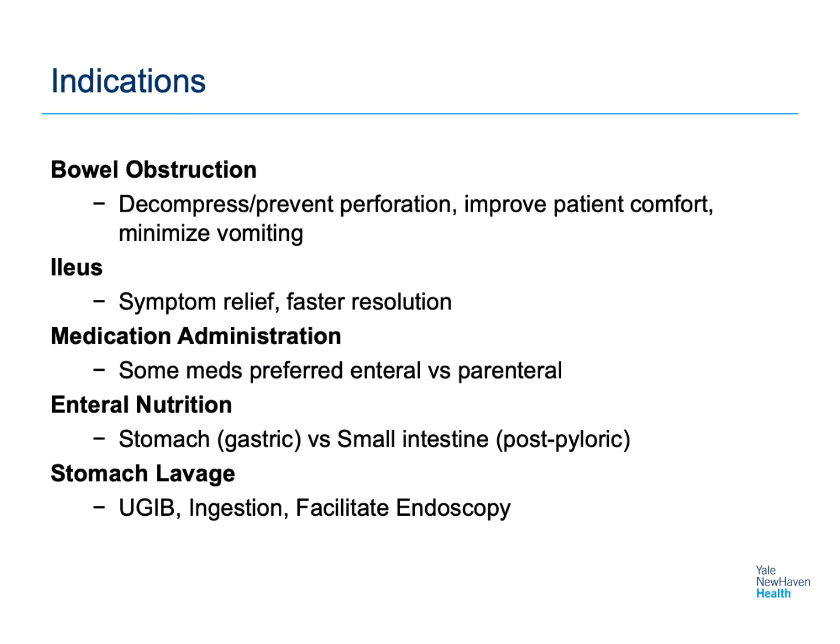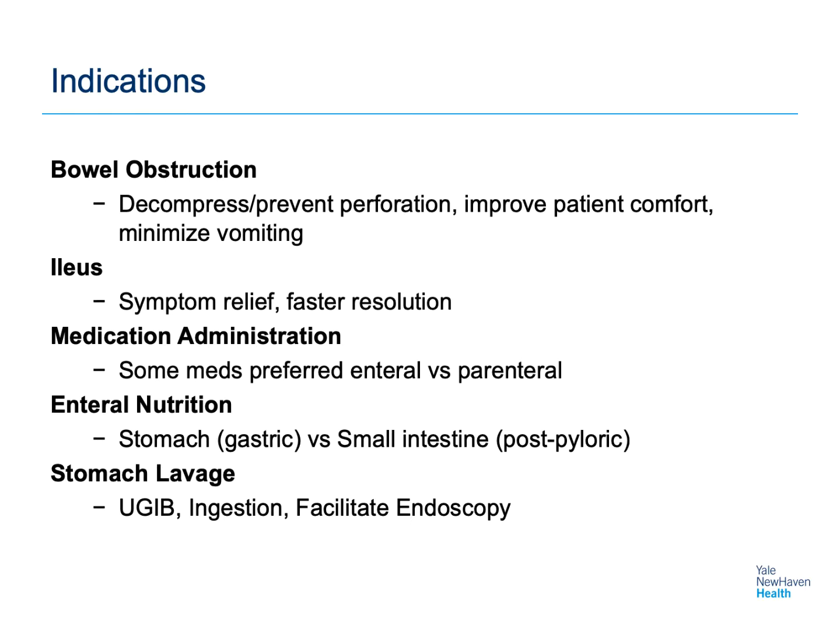So we're going to start by going over some of the indications for a nasogastric or nasoenteric tube. As you can see, there are a variety of indications and reasons why we place these tubes. When people have a bowel obstruction and need to be decompressed, we often have to place one of these tubes to decompress them and also improve their symptoms. Similar reasons for placing the tube when someone has an ileus. And then there are other reasons why we may choose a different type of tube for medication or nutrition.